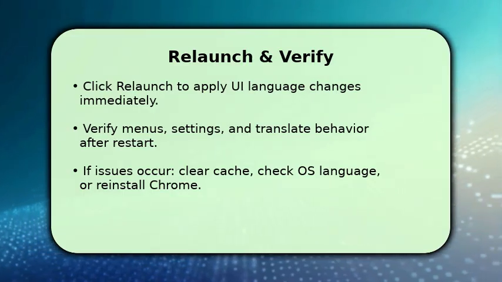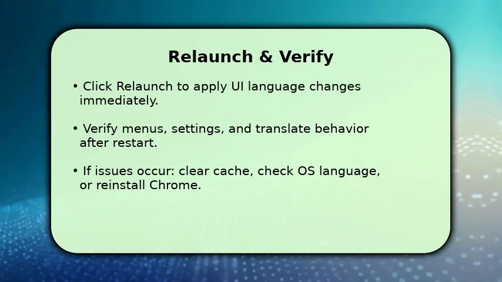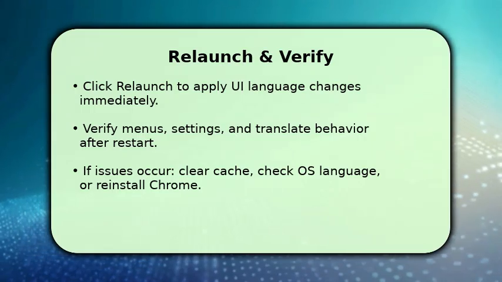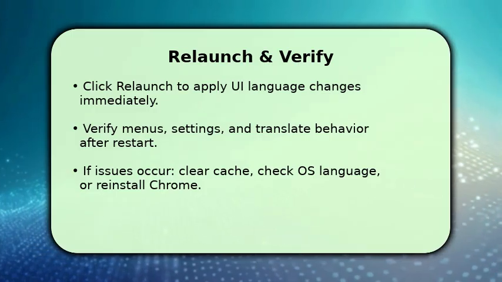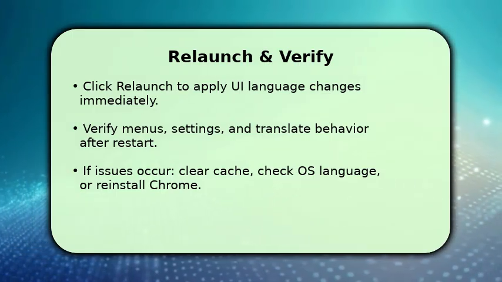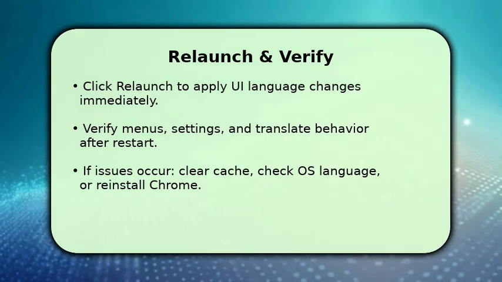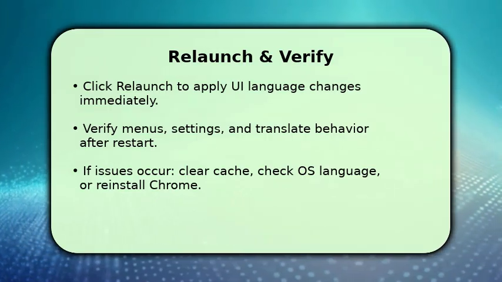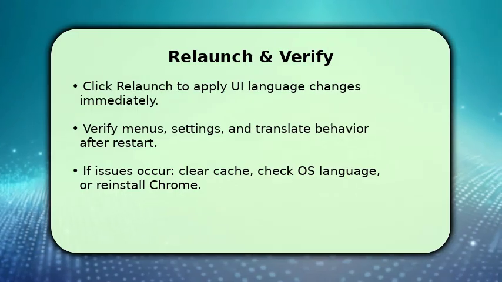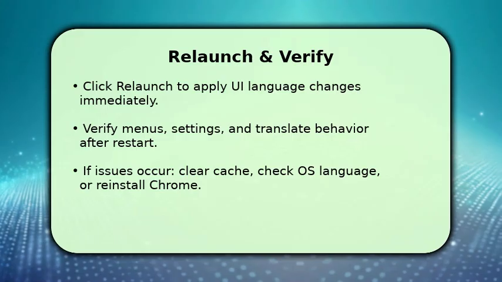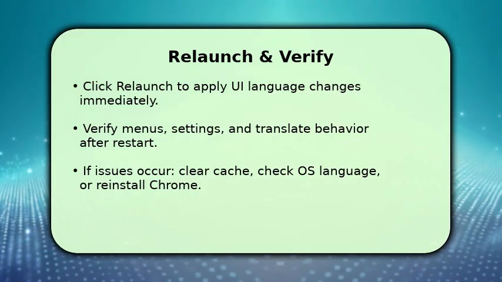Once done, navigate Settings and a few websites to verify UI, spell check, and translation prompts behave as expected. If a site still appears in the old language, make sure page translation is enabled and that site-specific language settings aren't overriding Chrome. Troubleshooting tip: if the new language doesn't appear, clear cache. Check your operating system language settings or reinstall Chrome to reset language files.